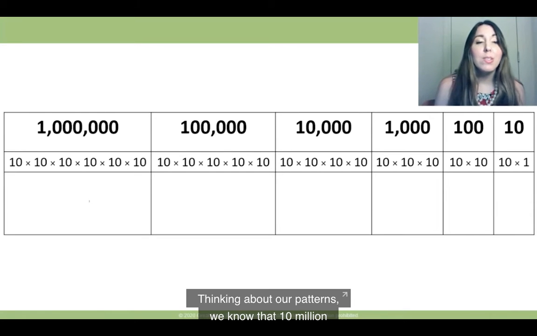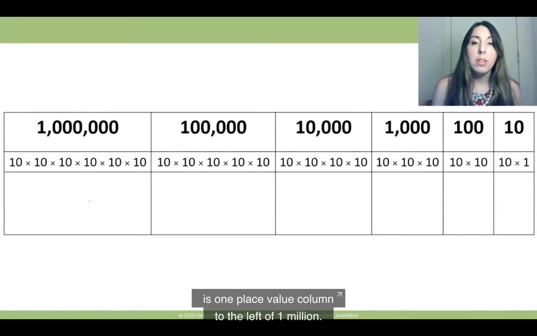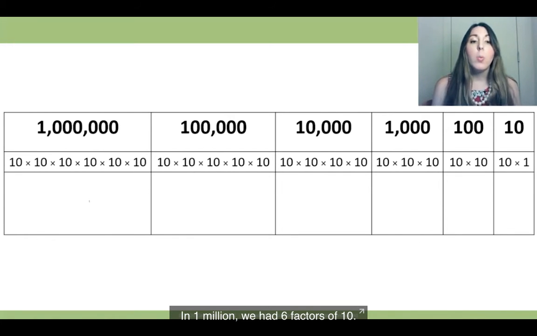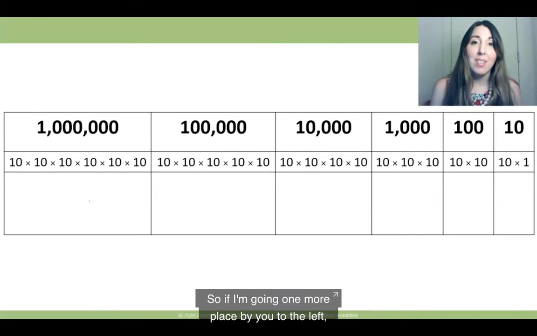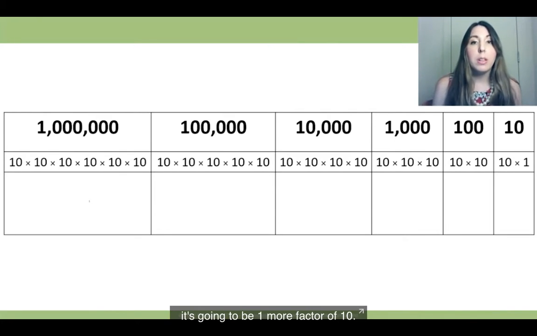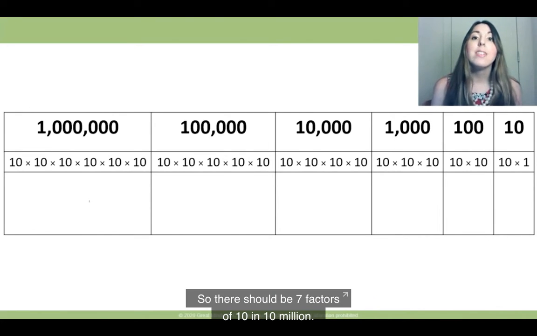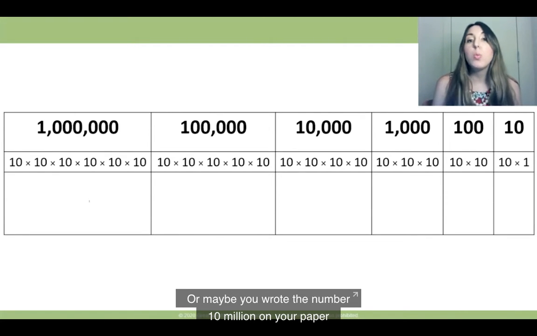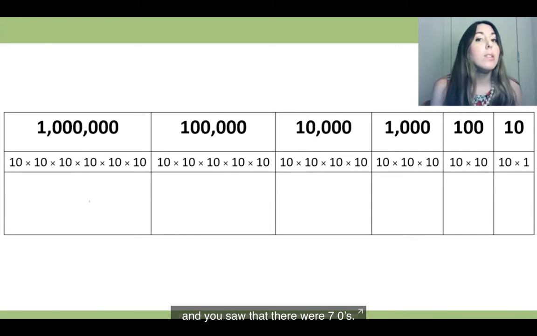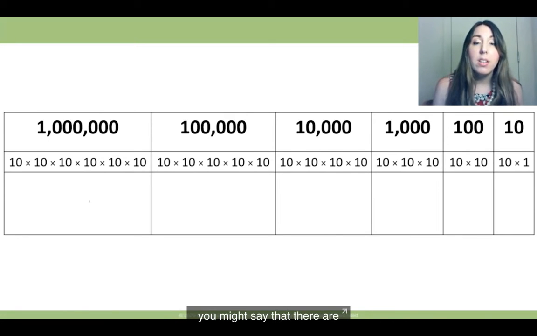Thinking about our patterns, we know that 10 million is one place value column to the left of 1 million. In 1 million, we had 6 factors of 10. So if I'm going one more place value to the left, it's going to be one more factor of 10. So there should be 7 factors of 10 in 10 million. Or maybe you wrote the number 10 million on your paper and you saw that there were 7 zeros. If there were 7 zeros in 10 million, you might say that there are 7 factors of 10 in that number.